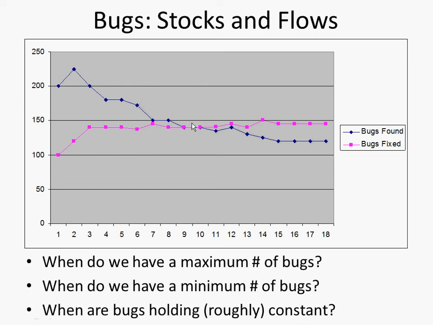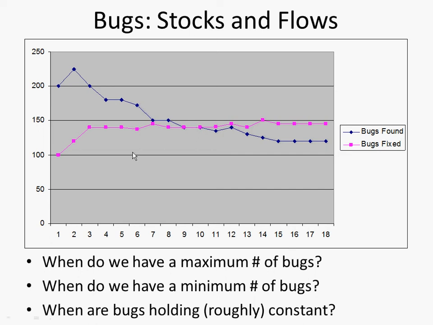So let me ask this, when do we have a maximum number of bugs? At what point is the total number of bugs that we have at its maximum, given in mind that bugs found means bugs found per week and bugs fixed is bugs fixed per week? When is the total number of bugs that are remaining to be dealt with at its maximum? Yes? Okay, good. Yeah, so it's right at this point here when the lines intersect.